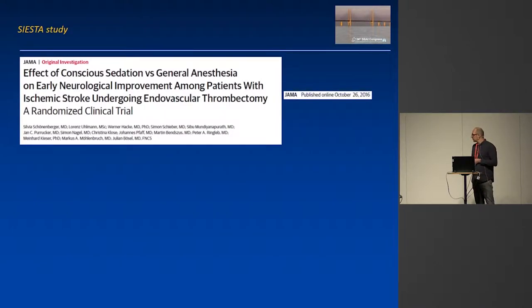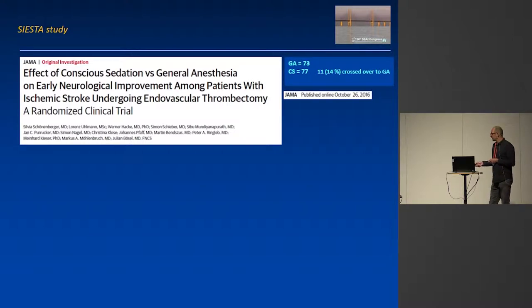This is the Chester study, published in JAMA last year. They had a GA group of 73 patients, and 77 patients had conscious sedation. They had a crossover rate of 14%.